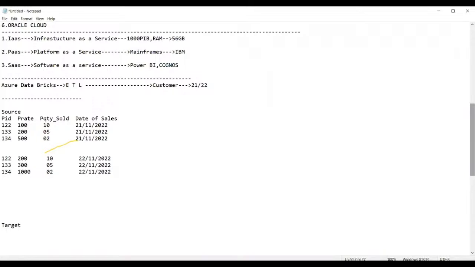Now tell me, as you have these two days of data, the two days of data is here or not, guys? Is there any difference in the sales from the 21st to the 22nd? Can you tell me, guys? Yes, sir, there is a difference. How can you say that? How can you say?